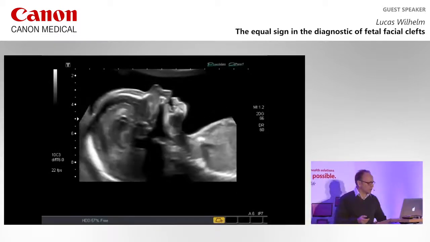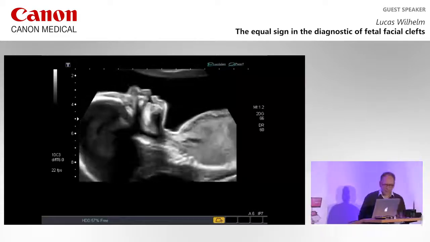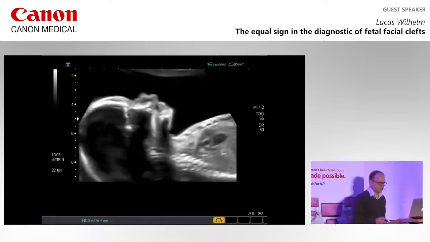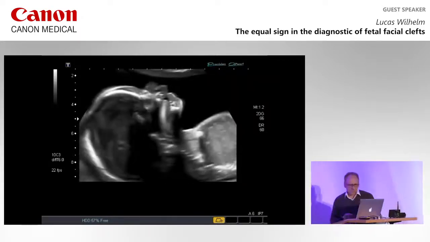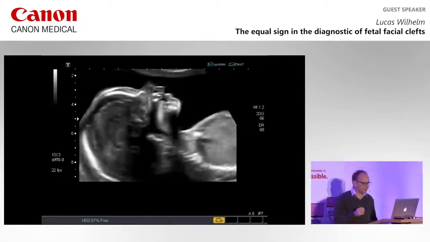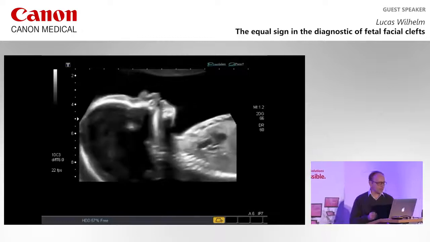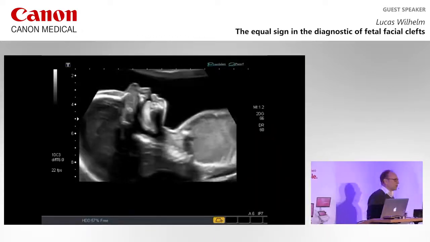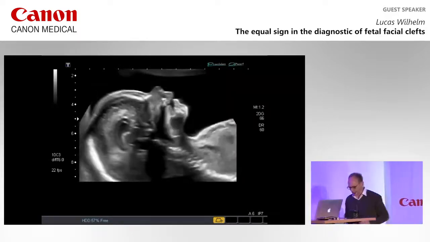So, the good news, actually, it's not so bad, because it's not really necessary to visualize the whole palate. Because the defects of a palate lie in the midline, it's enough to see the soft palate in the midline to find out whether the palate is closed or not. When you make this diagnosis, you have to be very, very careful with the insonation angle.